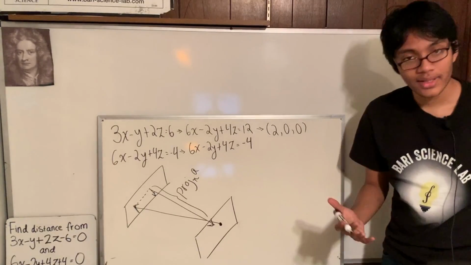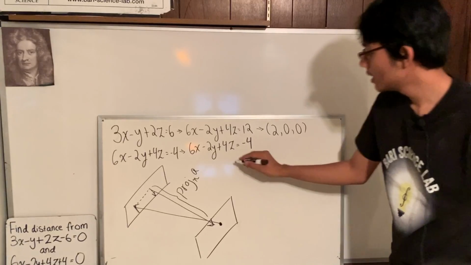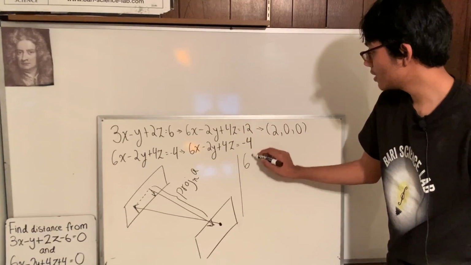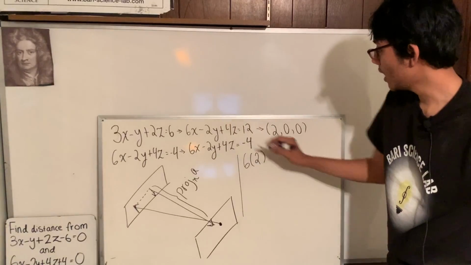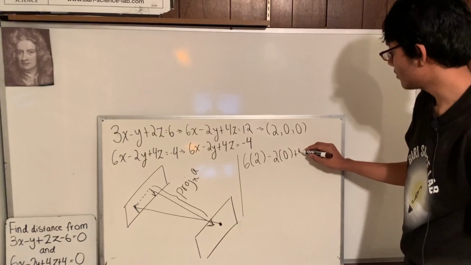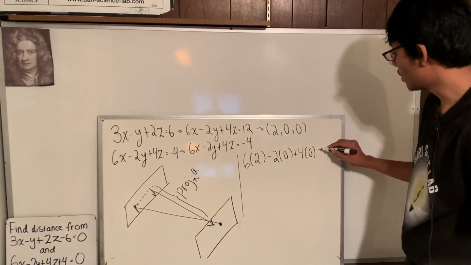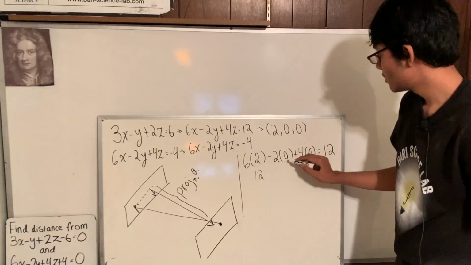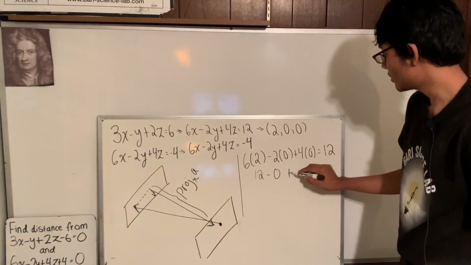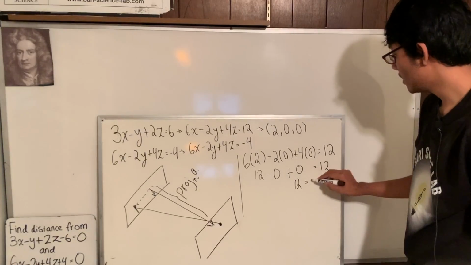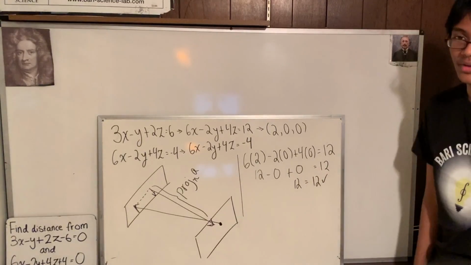Maybe you're asking, why does 2, 0, 0 work? Well, just plug in the coordinates. Instead of x, put in 2. Instead of y, put in 0. And instead of z, put in 0. Do you get 12 on the right hand side? Well, 6 times 2 is 12. 2 times 0 is 0. And 4 times 0 is 0. And so yes, you do end up with 12. 12 equals 12, and we're good to go, folks.